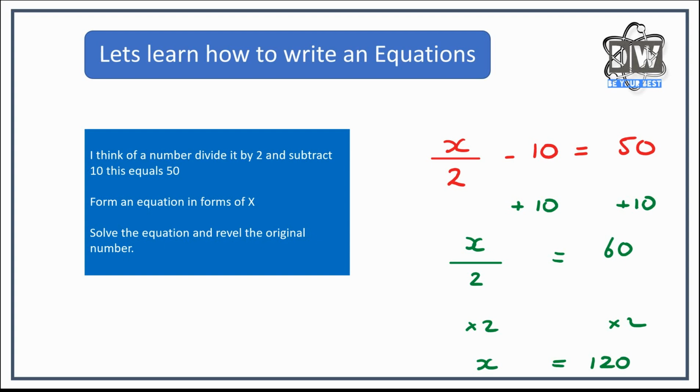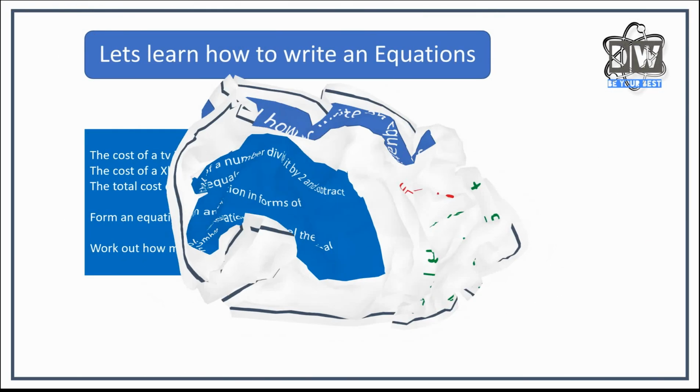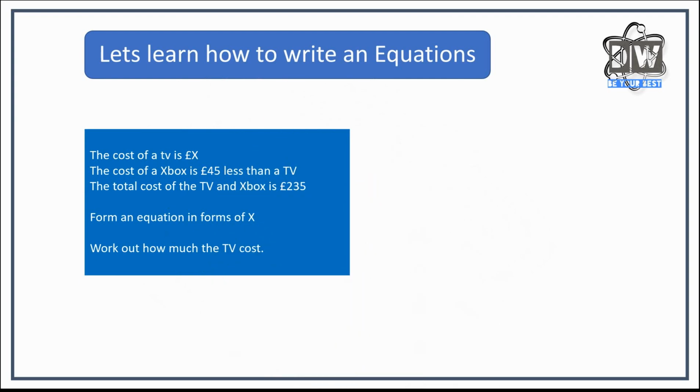All right, so the original amount was 120. And let's just think about that. Let's put 120 back up in there. 120 divided by 2, that gives me 60. Take away 10, that gives me 50. So I know I'm correct. This is the great thing about equations. You can know whether you're correct, and if you don't get it right, you can go back and check your work.